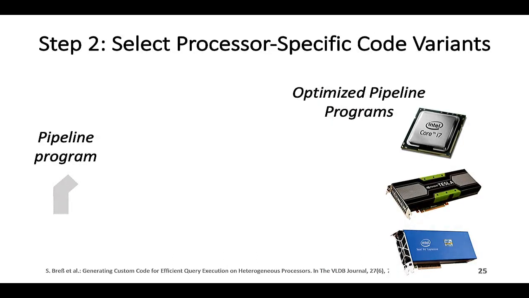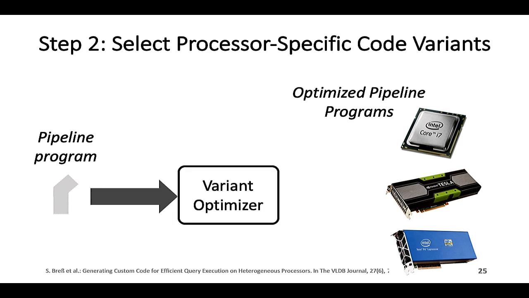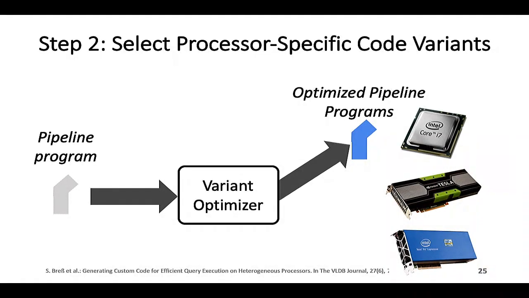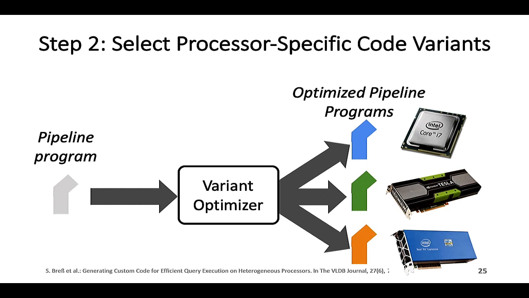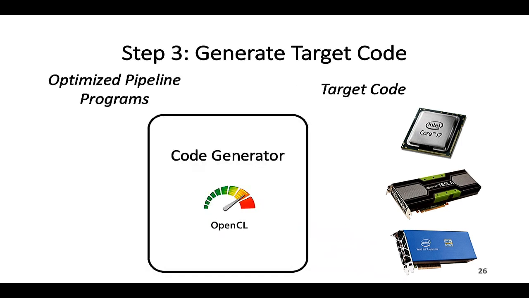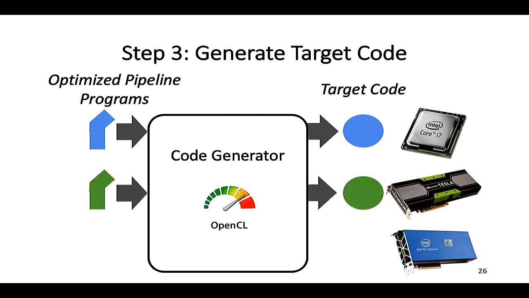In the second stage of the compiler, we use that as a basis and feed it into a component we call the variant optimizer, which knows what kind of code is efficient on which processor. It will rewrite this pipeline program into an optimized pipeline program for CPUs, a different one for GPUs, and another different one for MICs. In the third step, we feed these optimized pipeline programs into a code generator that will then produce target code for CPUs, GPUs, and MICs. And since we are using OpenCL as a code generation backend.